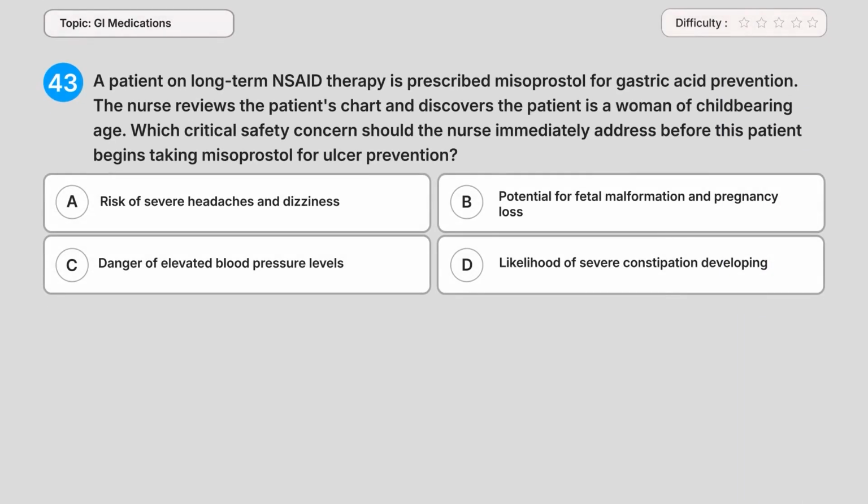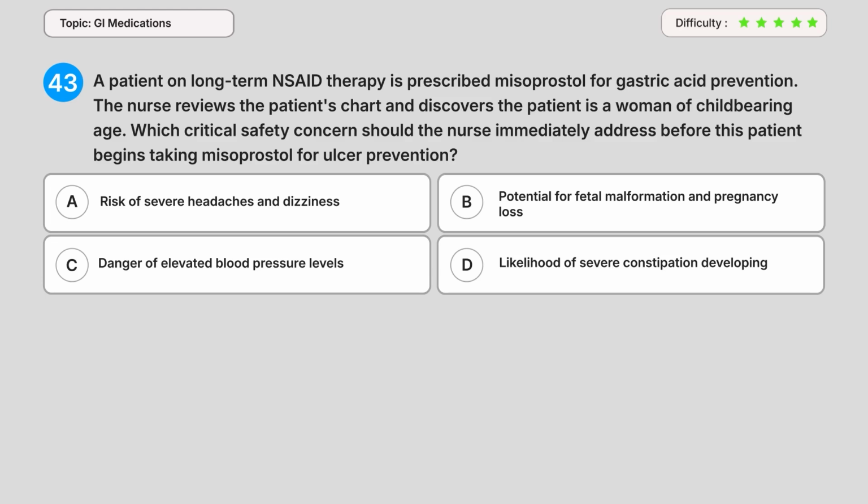43. A patient on long-term non-steroidal anti-inflammatory drug therapy is prescribed misoprostol for gastric acid prevention. The nurse reviews the patient's chart and discovers the patient is a woman of childbearing age. Which critical safety concern should the nurse immediately address before this patient begins taking misoprostol for ulcer prevention?